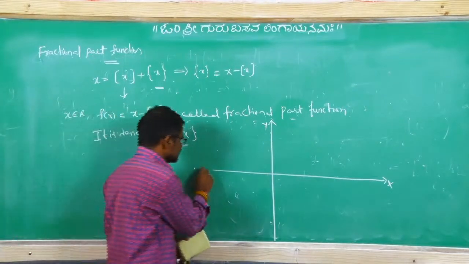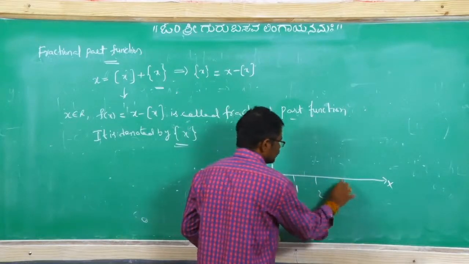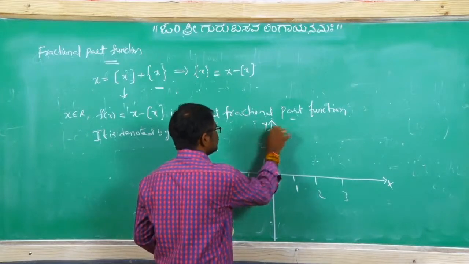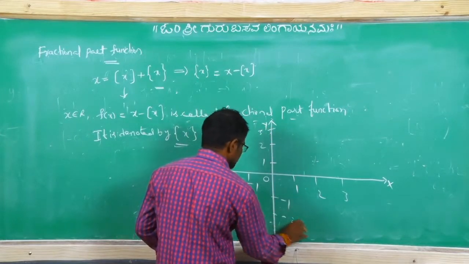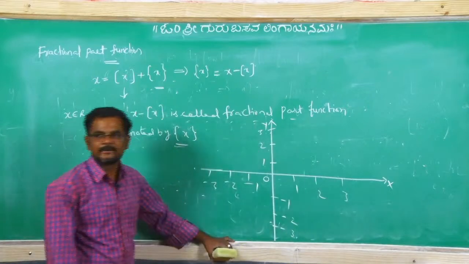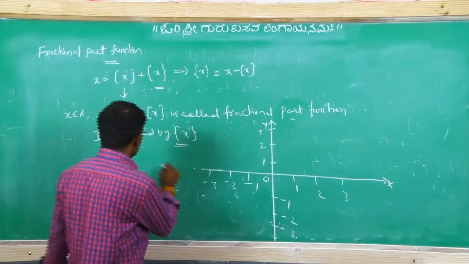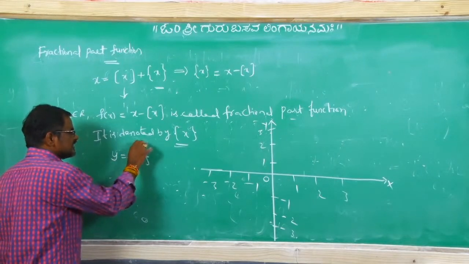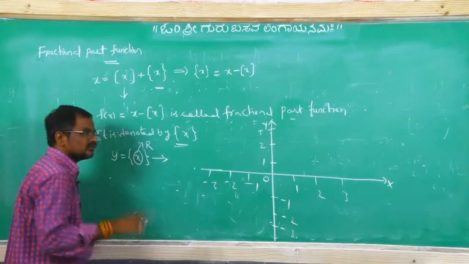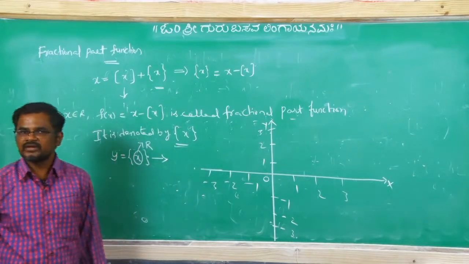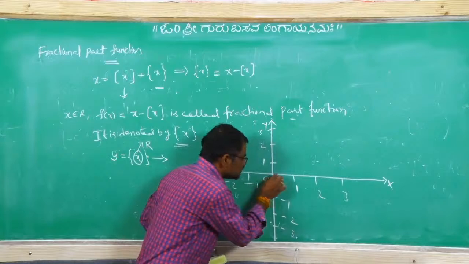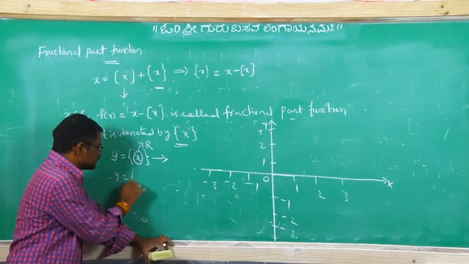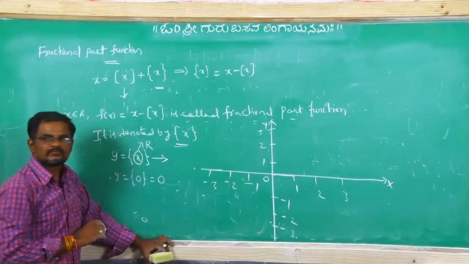Here 0 is there, here 1, 2, 3, and minus 1, minus 2, minus 3. Now I am taking the graph of y equal to fractional part of x, meaning whatever real number you substitute, the output you get is what we are identifying. First I am taking real numbers between 0 and 1. If you take 0 here, what do you get? 0.